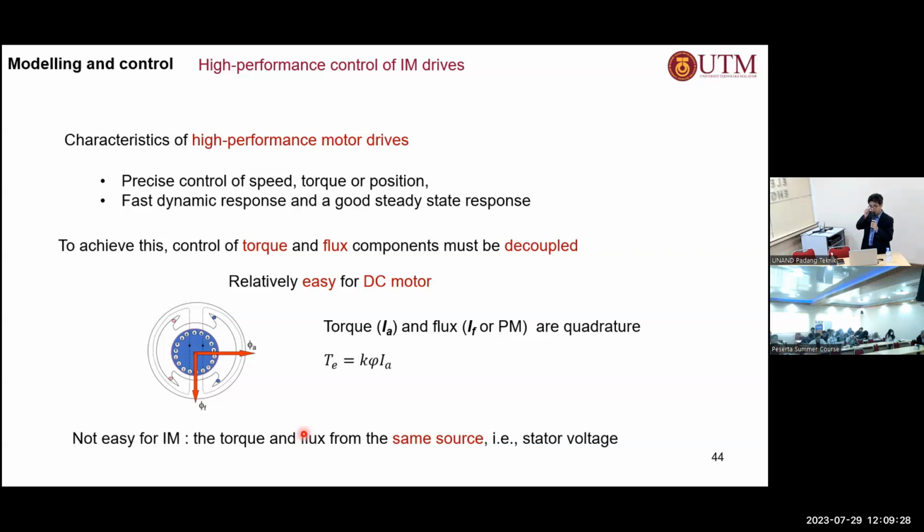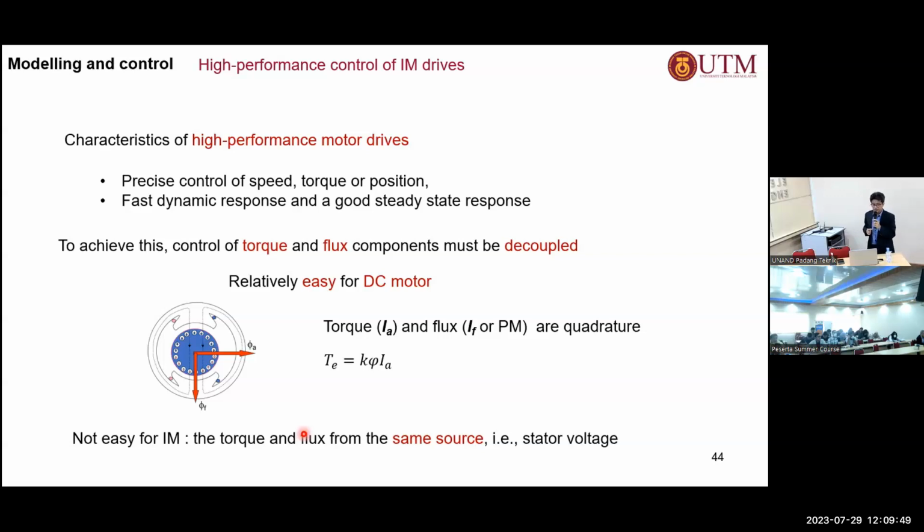All right. What is the high performance motor drives? Where you need to control the speed and the torque and even the position precisely in some robotic applications, for example. And that requires fast dynamic response and good steady state response, which is basically zero steady state error.